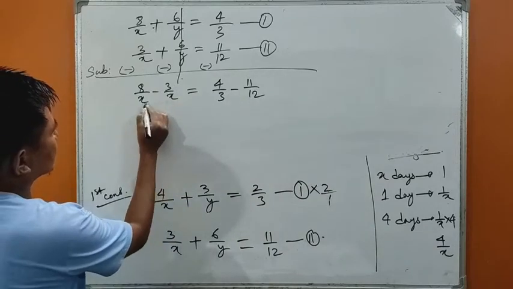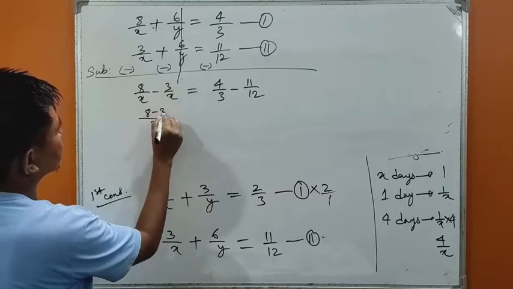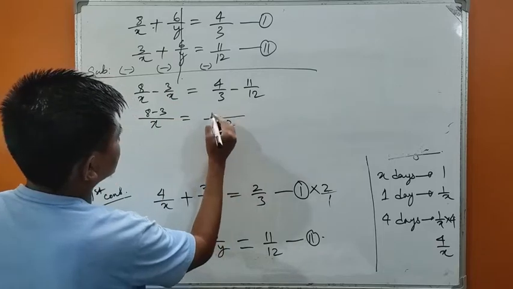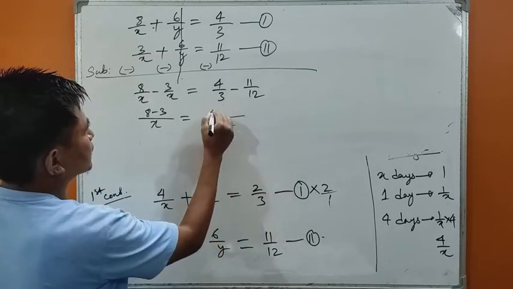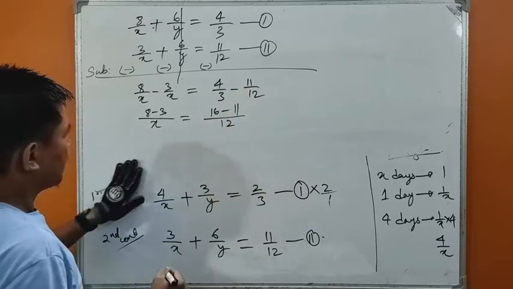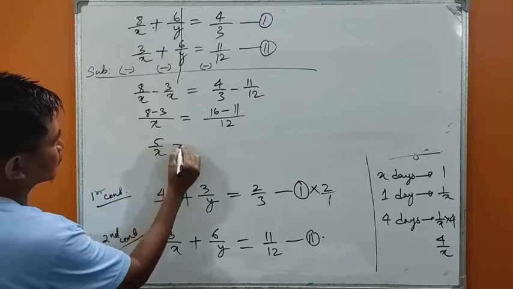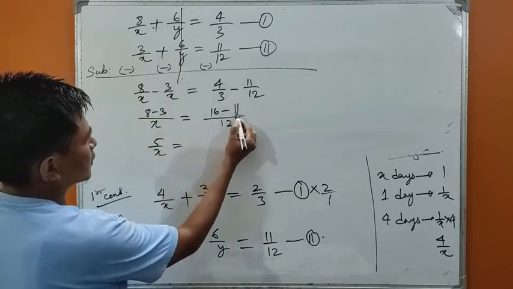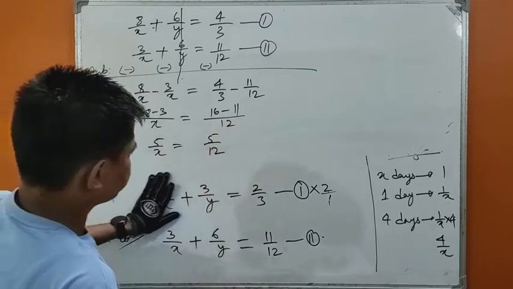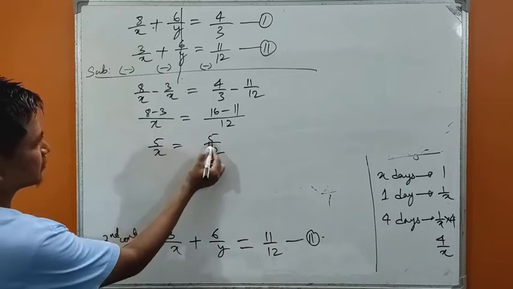So x, the LCM will be x, isn't it? 8 minus 3 equals to LCM of 3 and 12 will be 12. So 3 4s are 12, 4 4s are 16, minus 12 1s are 12, 1 into 11 is 11. Now this gives us 8 minus 3 is 5 upon x equals to 16 minus 11 is 6 minus 1 is 5 upon 12, isn't it? So this 5 and this 5 can be cancelled.